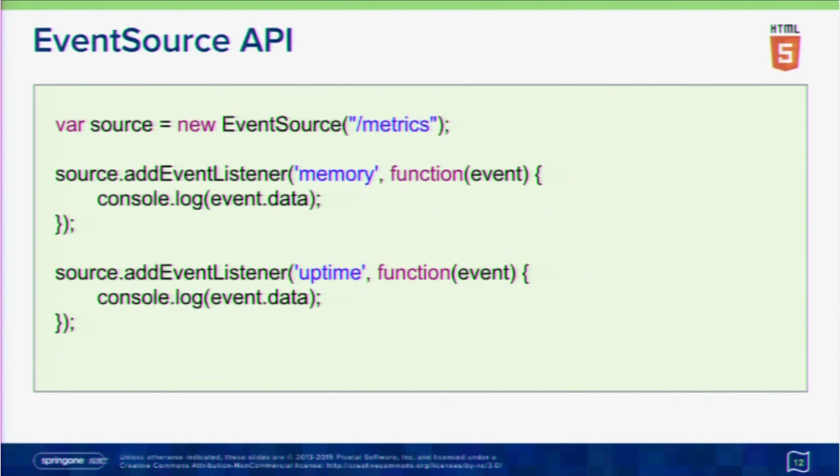So here's what the EventSource API looks like. That's a JavaScript API, part of HTML5. We see here how we create a new event source. At the end of the day, that's going to point to an HTTP endpoint. And we can add event listeners to that event source, so we can filter the type of events that we want to receive. You can receive all the events, or we can filter them out. Like in here, where we add an event listener for something called memory, and an event listener for something called uptime. So it's up to you what you want to receive on the client side.